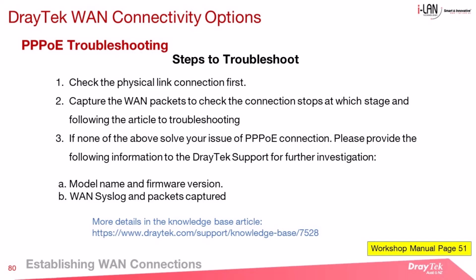There's 3 steps to troubleshoot PPPoE connectivity issues. First, obviously, check the physical connection. Sometimes it can be as simple as a loose cable or a dodgy cable. Next, capture the WAN packets using Wireshark and follow the data path at each stage of the PPPoE authentication. Finally, if you come to a dead end, send the Wireshark capture to us along with the router details, and we'll analyze it and see if we can figure out what the problem is.